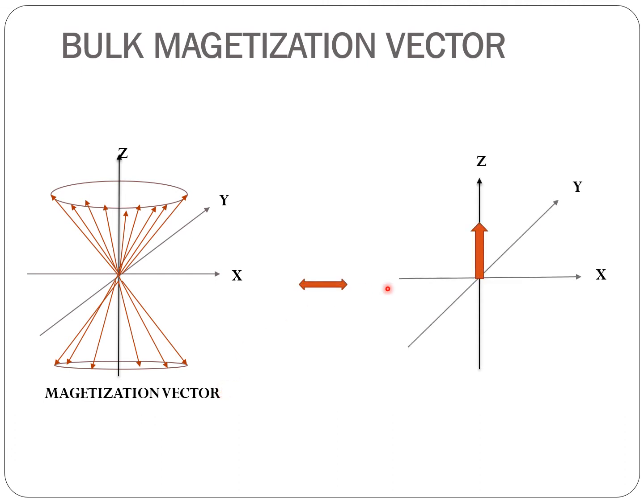This bulk magnetization is represented as a thick arrow along the direction of the z-axis, because B naught is applied along the z-axis and the nuclei revolve around the z-axis. Therefore, we can represent this bulk magnetization along the z-axis. This is called the bulk magnetization vector. It is a vector quantity, the addition of all the individual nuclei present in a molecule. From now onwards we will deal only with this bulk magnetization vector.